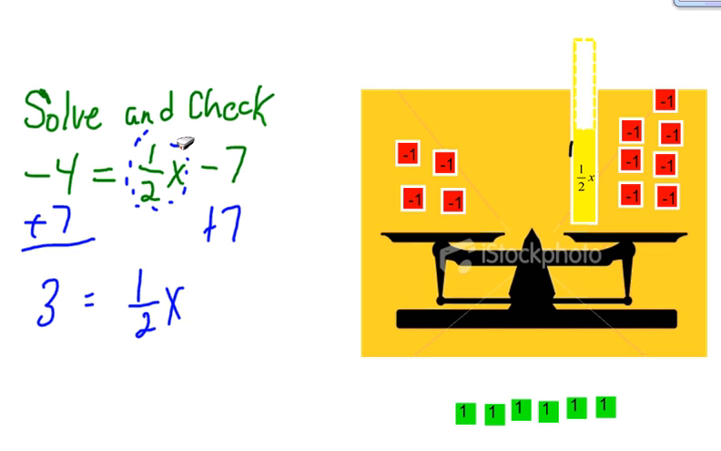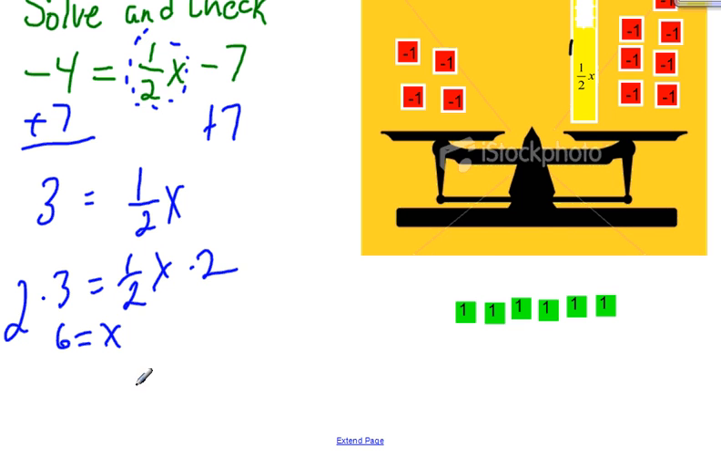So rewrite it down here. Double that side, and if I do that, I've got to double this side, and I get that x equals 6. And before I circle what that is, I'll check it.